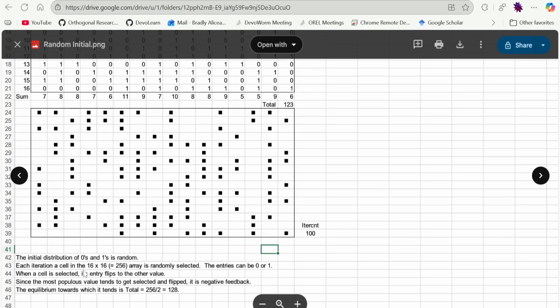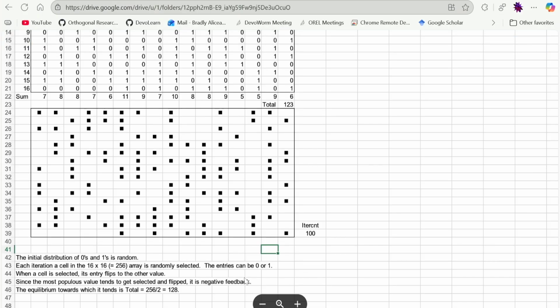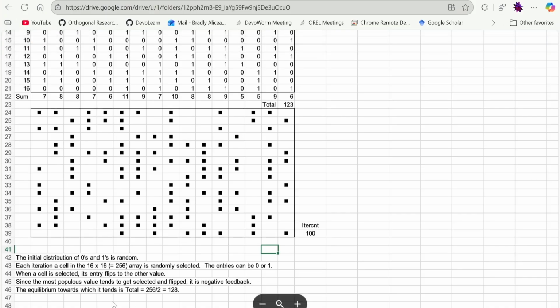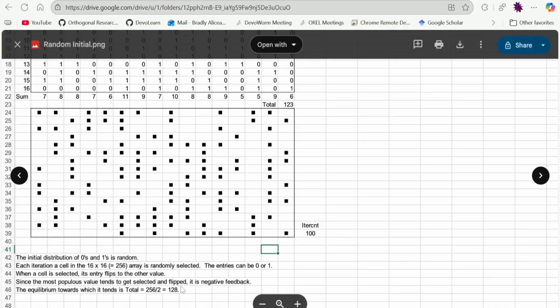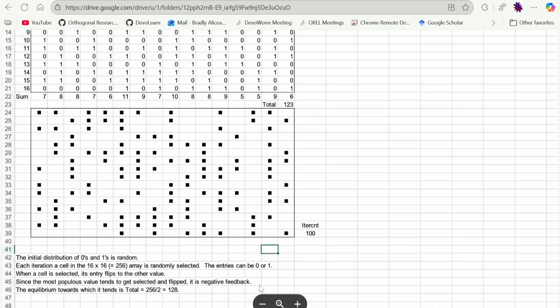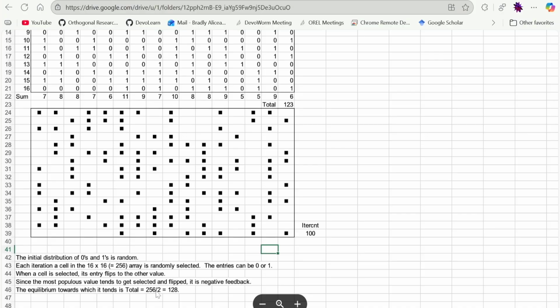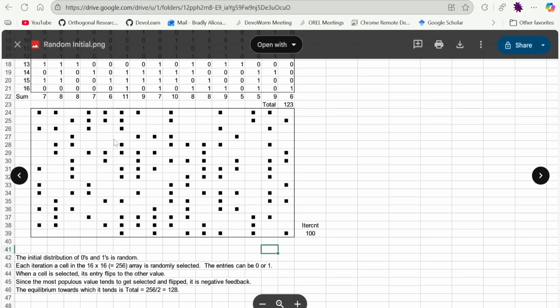In each iteration, a cell in the 16 by 16 array, which is the size of our grid here, is randomly selected. The entries can be 0 or 1. When a cell is selected, its entry flips to the other value. Since the most populous value tends to be selected and flipped, it is negative feedback. The equilibrium towards which it tends is 256 divided by 2 equals 128. In other words, half of the cells will be zeros and half will be ones, and that should happen over time.